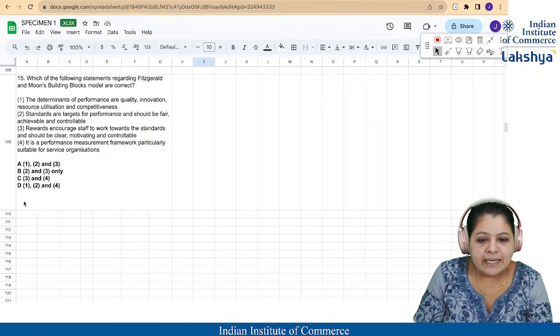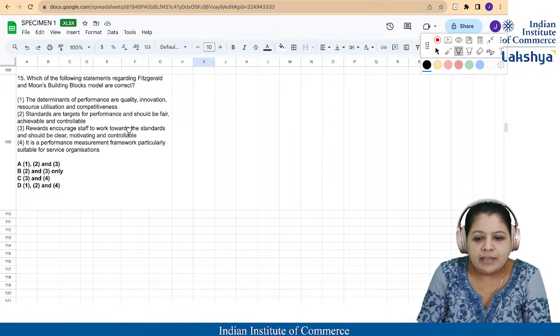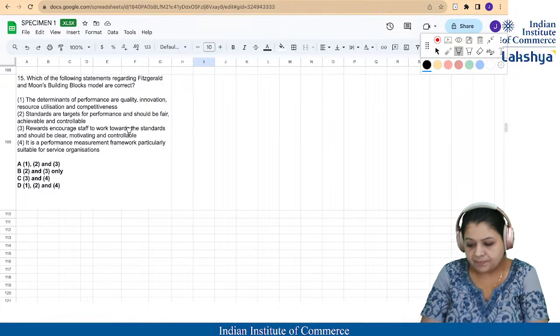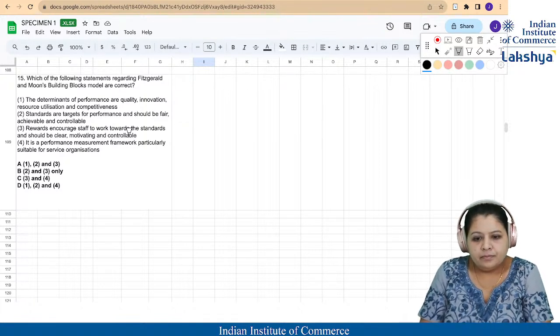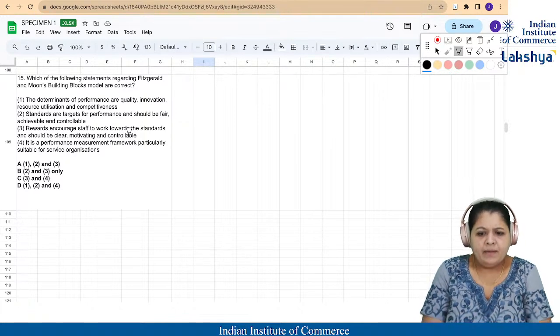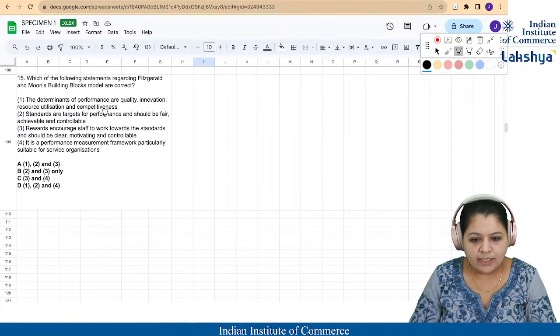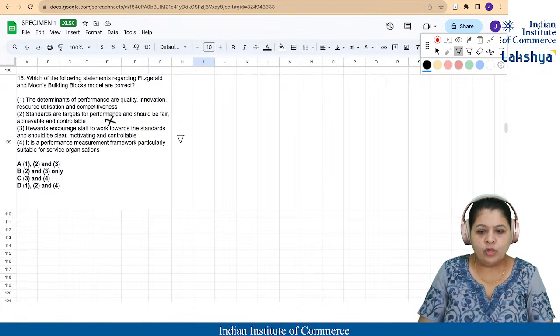Which of the following statements regarding, this is a direct question on a theory, right? Which of the following statements regarding Fitzgerald and Moon's building block model are correct? The determinants of the performance are quality, innovation, resource utilization, and competitiveness. Standards are targets for performance and should be fair, achievable, and controllable. This is something which is definitely not what the building block model says, so surely it's not true.